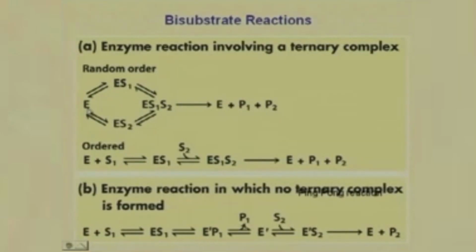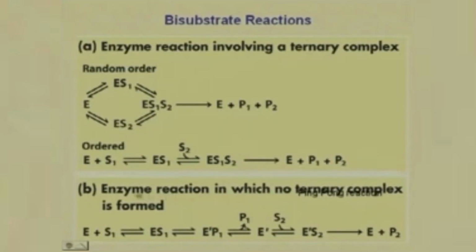So now you see from this reaction scheme that E could either form ES2 or it could form ES1, right? It could form either of them. Then if this forms S1, obviously S2 has to bind now. And if this forms S2 first, then S1 has to bind now. So we form the ES1S2 ternary complex. Then we have product formation where we get E plus P1 plus P2.